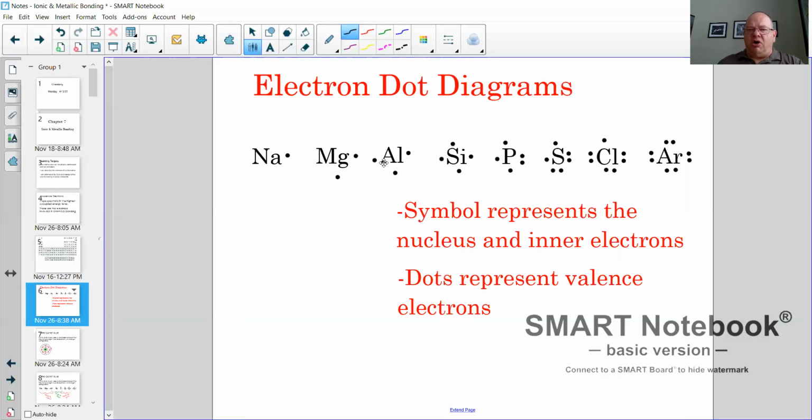So here's all the atoms in the 3rd period of the periodic table, and their valence electrons go from 1 up through 8. And so we have 1, 2, 3, 4. With those first 4 electrons, we put them singly, 1 on each side. And then with the 5th electron, we start getting pairs, pairs, until finally the noble gases, the last column of the table, have 4 pairs of electrons for 8 valence electrons.